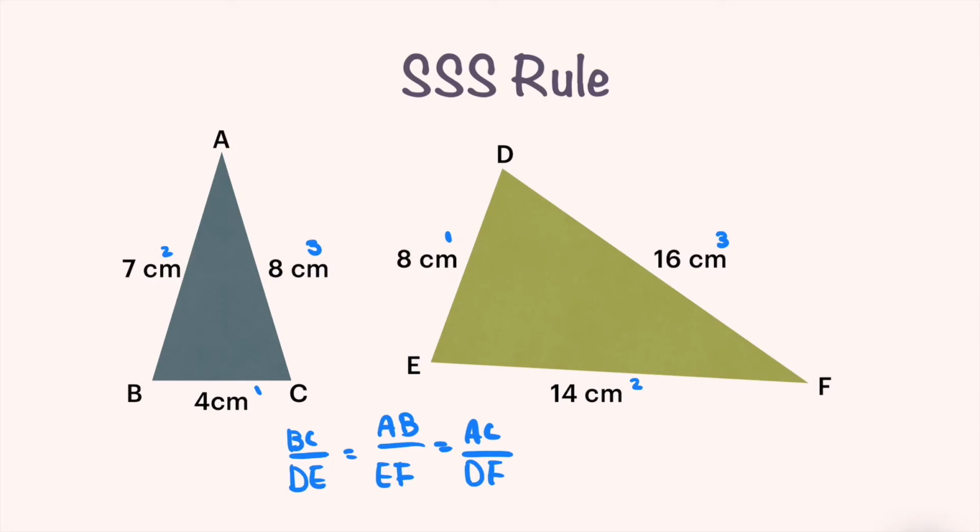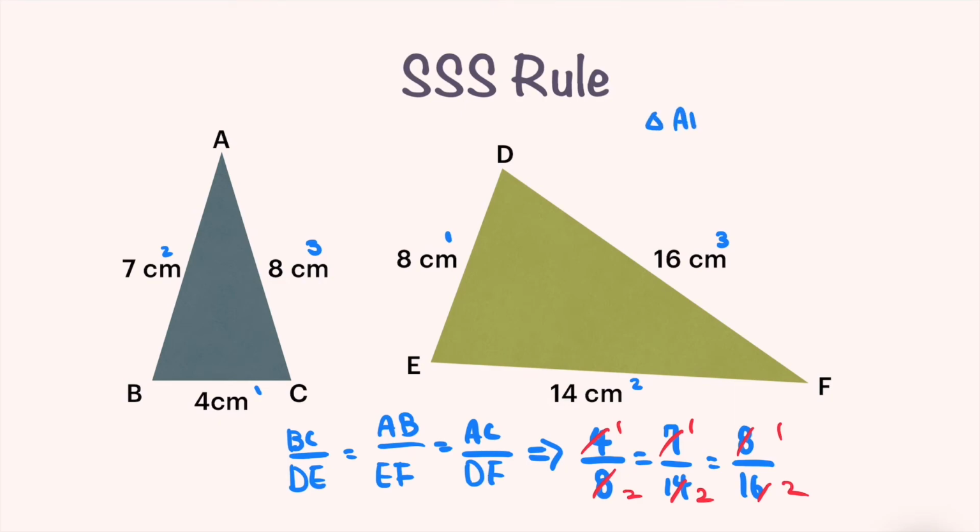So let's plug in our numbers. Side BC is 4 centimeters over side DE is 8. And that should be equal to side AB is 7 over side EF, which is 14. And lastly, side AC is 8 and side DF is 16. We simplify the fractions. You will see that this can be reduced to 1 over 2, that can be reduced to 1 over 2, and that can be reduced to 1 over 2. So they are all equal. So that means because all three sides have the same ratio, triangle ABC is similar to triangle DEF.